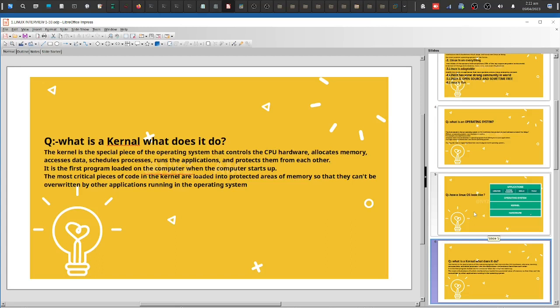The most critical part of the kernel is loaded into specific areas of the memory. That means kernel memory is separated, and it has some significance. It won't be accessible to everyone, because if something happened to the kernel, the entire OS would crash. So it is protected in such a way. The kernel is loaded the moment the device gets power. The kernel is the first thing to load, and if the kernel is up and running, most of the applications will run without problems.